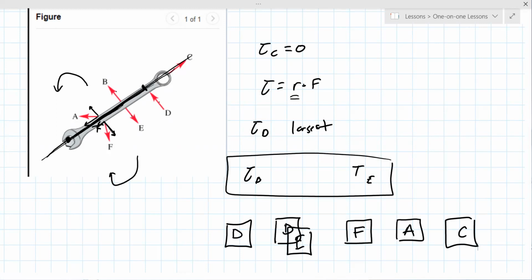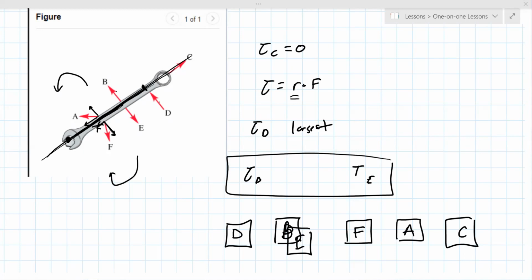Where's B belong? I'm sorry, B and E are the ones that overlap. Okay. B and E overlap, and then F, A, C. Right. There we go. And that is correct. On to the next problem.